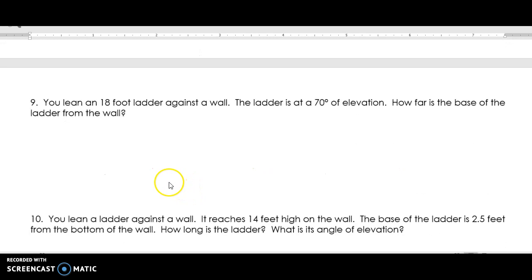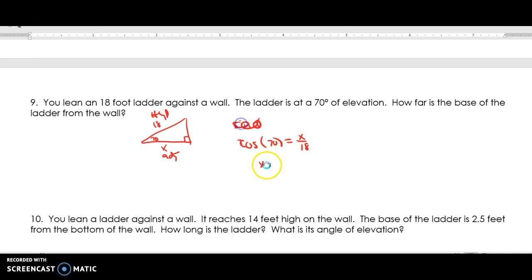Now, as we continue, you lean a ladder against a wall. So if I have a ladder and it's leaned against the wall, the 18-foot ladder has an angle of elevation of 70. How far is the base from the wall? That would be x. So that would give us the sine, or sorry, not the sine. So this is the adjacent side. It's the hypotenuse. We're going to say cosine of 70 degrees is equal to x over 18. So 18 cosine of 70, about 6.2. All right.